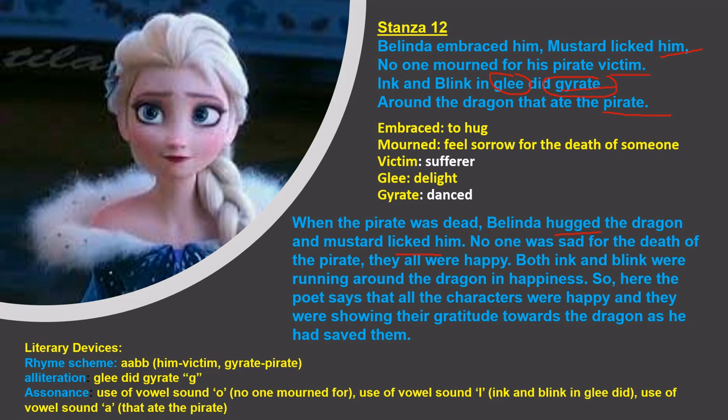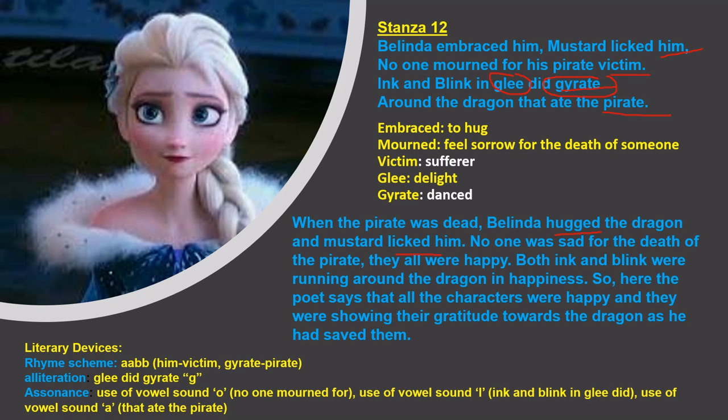Then you have assonance, again the use of vowel sound O: no one mourned for. Then the vowel sound I: ink and blink in glee did. Then the vowel sound A: that ate the parrot. So this is the repetition of the vowel sounds, and it is known as assonance.